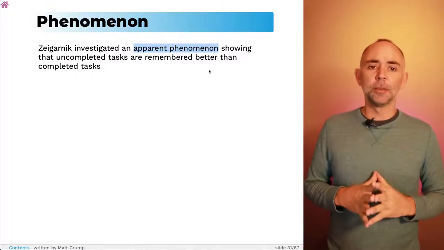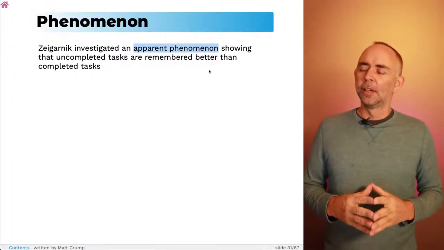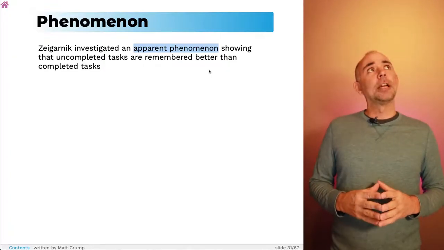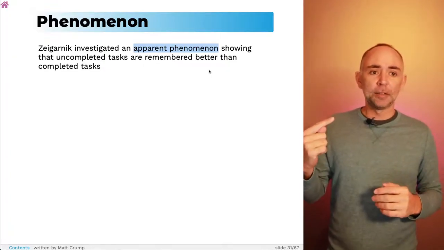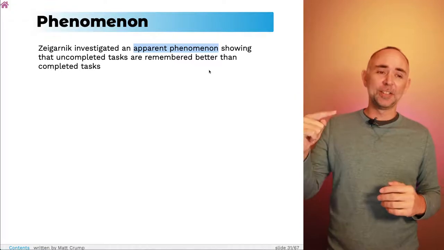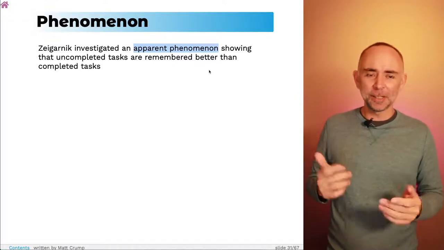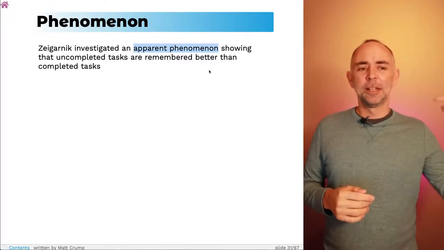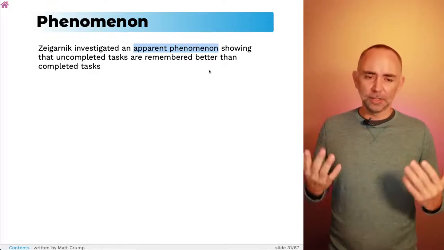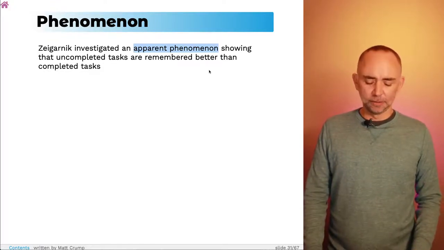I remember learning about this one and thinking, oh, yeah, that sounds right. I'm thinking right now, I've got a big to-do list, and I'm thinking about all the things I have to do on that list. You know what I'm not thinking about? All the things I already did that are off the list. So it seems like a compelling concept.